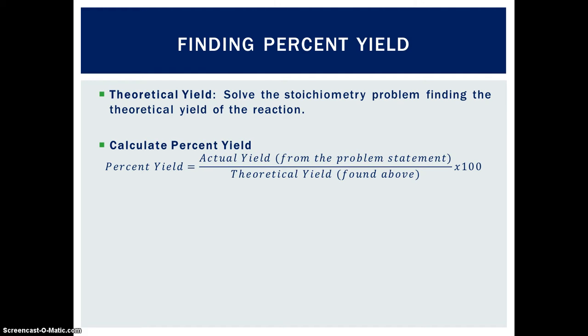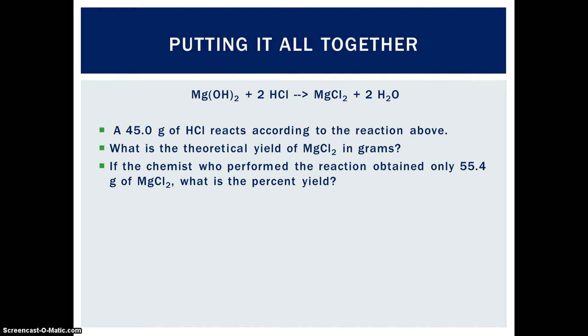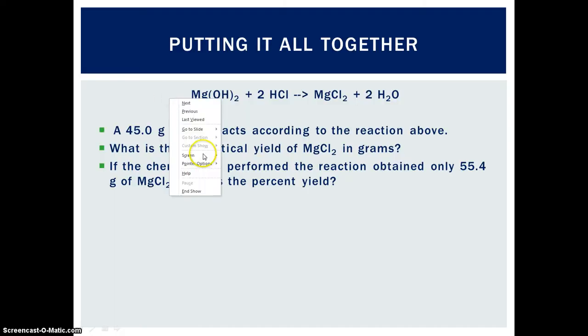We're going to do an experiment with this in class tomorrow and see how close you guys can get your actual yield to your theoretical yield. So let's do an example, putting it all together. I have a balanced equation up here. It's already balanced. Magnesium hydroxide reacting with hydrochloric acid.